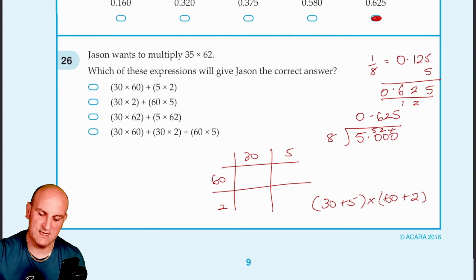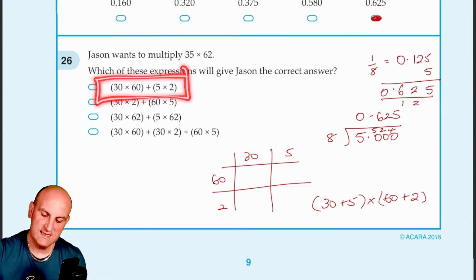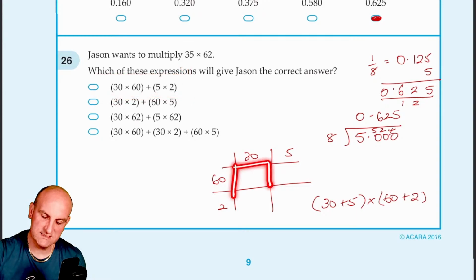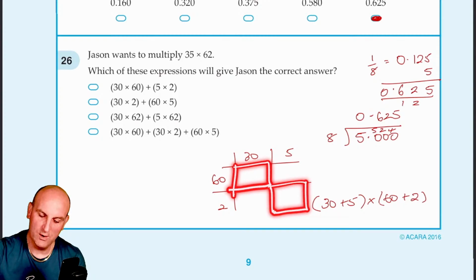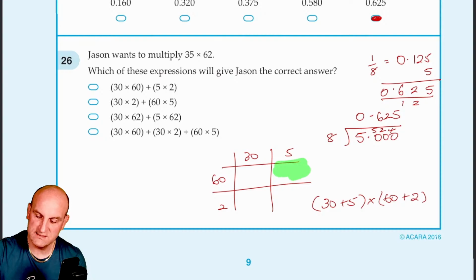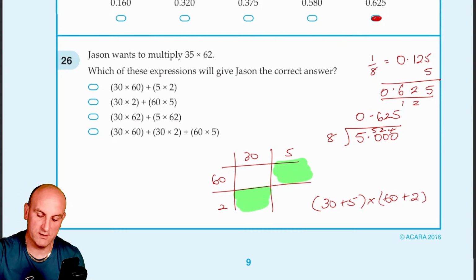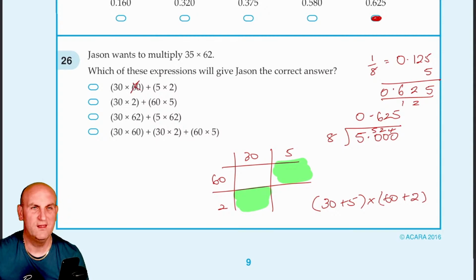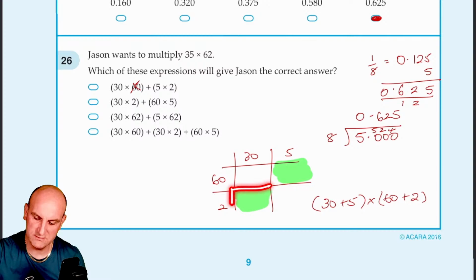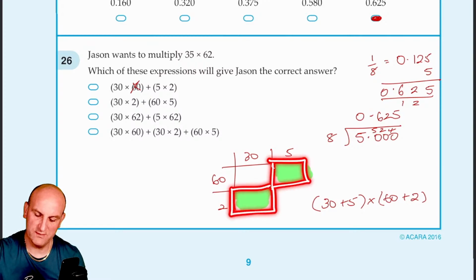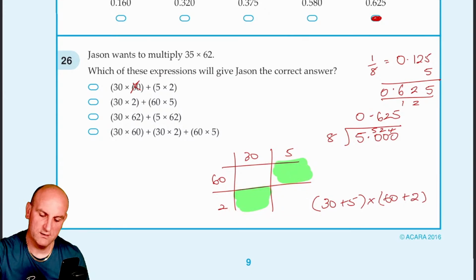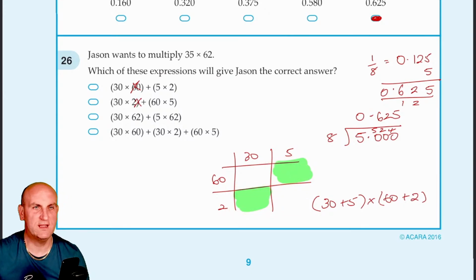And again, if we look at this grid here, the reason this is a no is if I do 30 times 60, that's going to give me that box there. If I do 5 times 2, that's going to give me that box there. What it's not going to give me is this bit here and this bit here. So it's only going to give me part of the sum. So that can't be right. All right, so I'm going to say no to that one. 30 times 2, if I do that again here, is going to give me that one there, and 60 times 5 is going to give me that one there. Nope. All right, I have a feeling I'm going to end up backtracking on this.